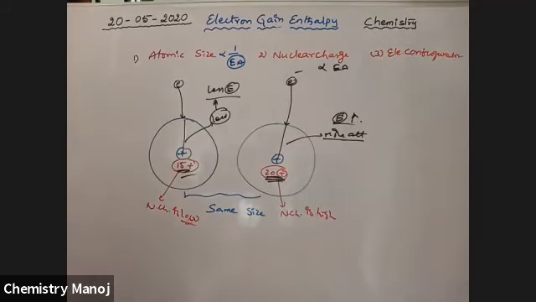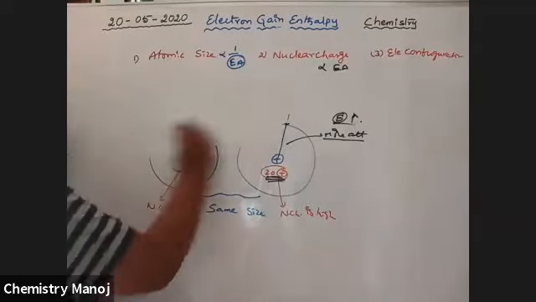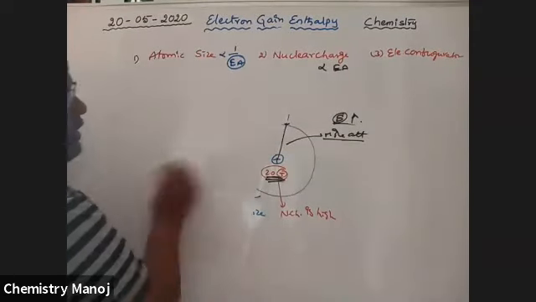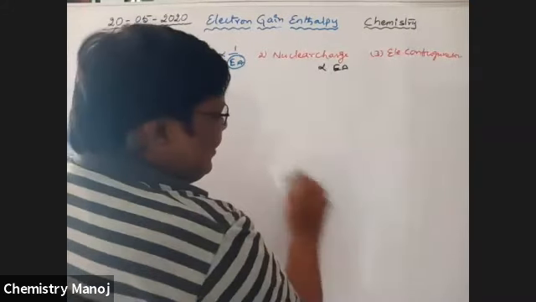Now, electronic configuration. Just like in the previous case, the ionization energy part, here also for electron gain enthalpy, half-filled and completely filled orbital elements are very, very stable.